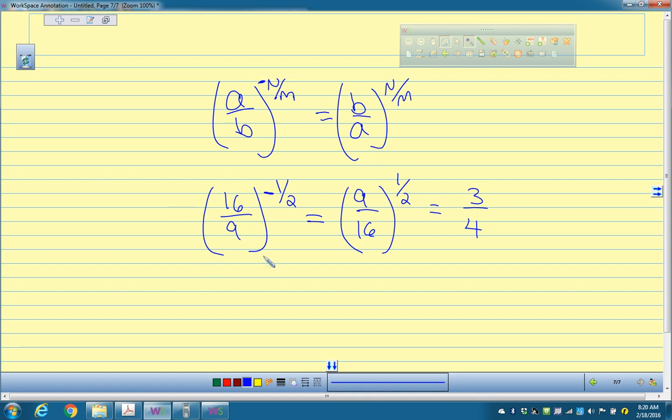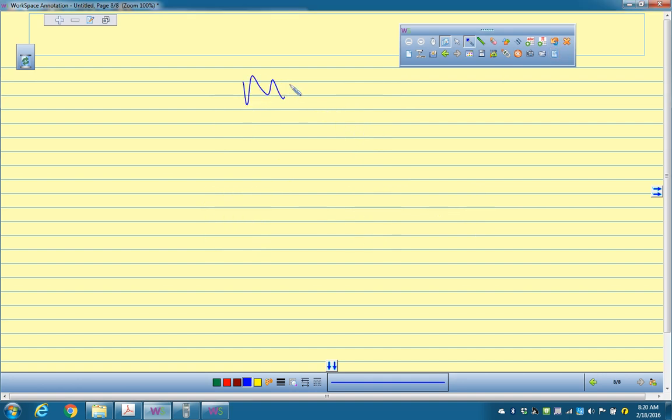Do you guys remember rules of exponents? There's more. Yay! More. Okay. What if I had b to the 1/3 times b to the 5/3? And they say simplify.